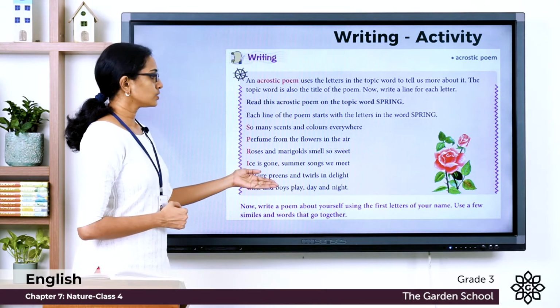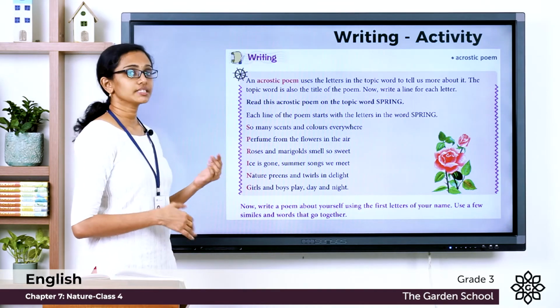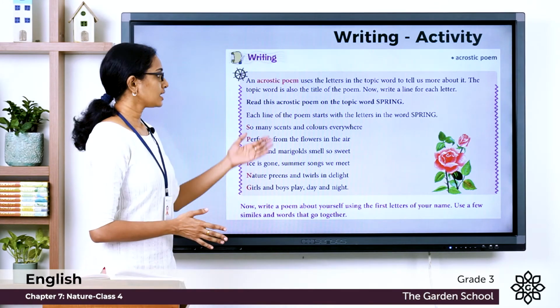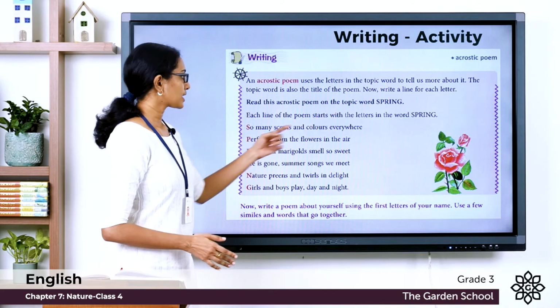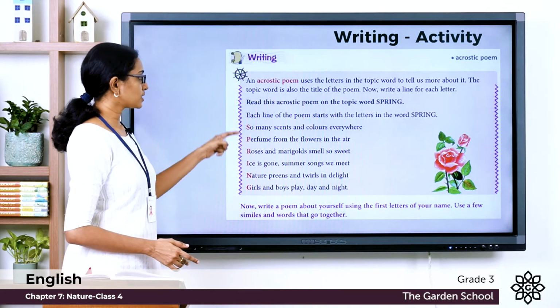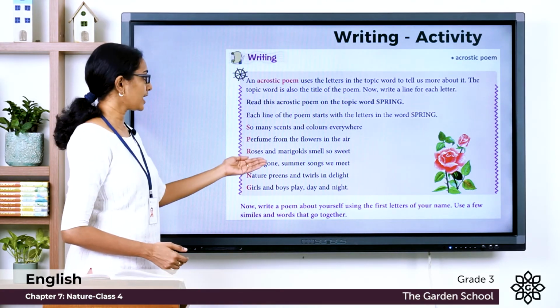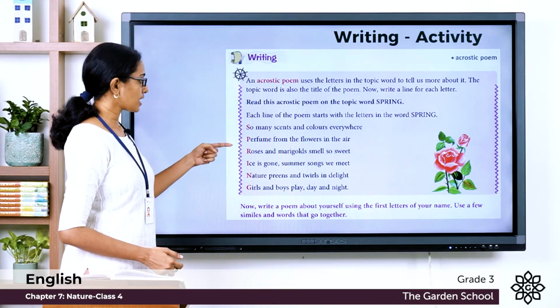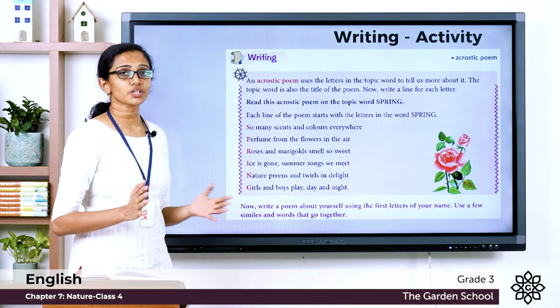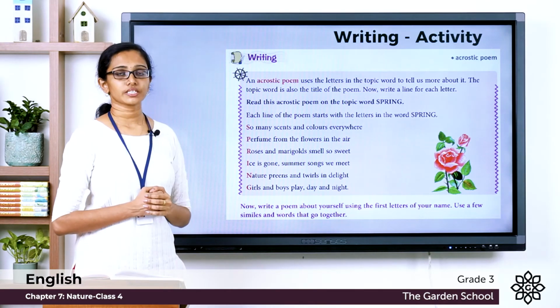Now, through these lines, the poet is describing spring, and the topic is spring, and hence the title of the poem is also spring. And did you notice the first letter of the first word of each line? The first letters form the word spring, S-P-R-I-N-G. So such a poem is called an acrostic poem.